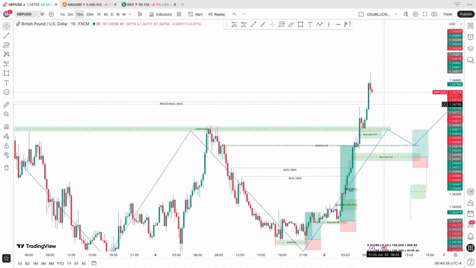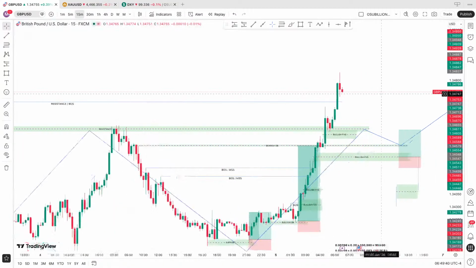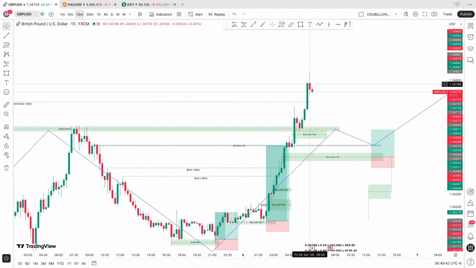Now, let's look at what this candle is doing. This candle actually closed on the body of the bullish candle. That means that we have a reversal. Now, let's look at this, giving us another fair value gap.